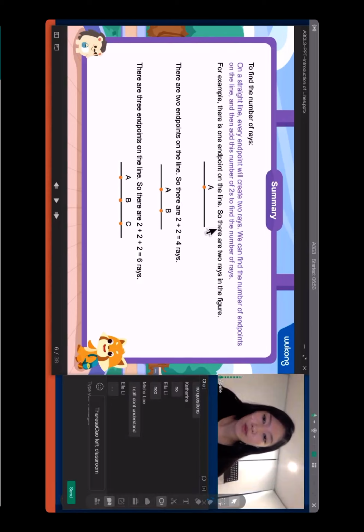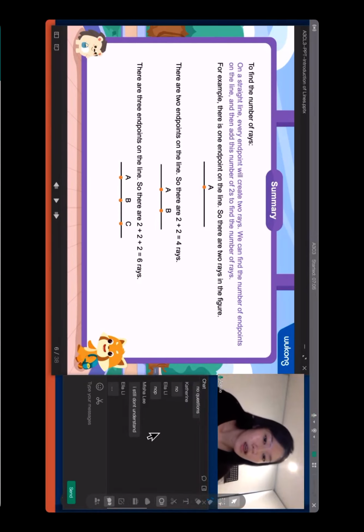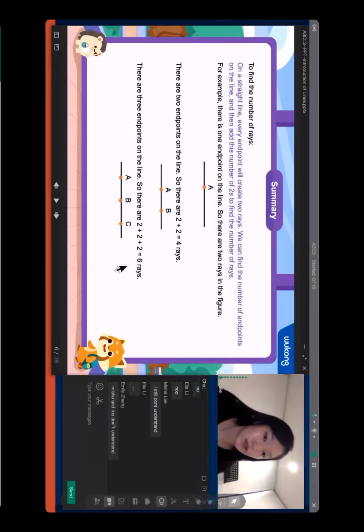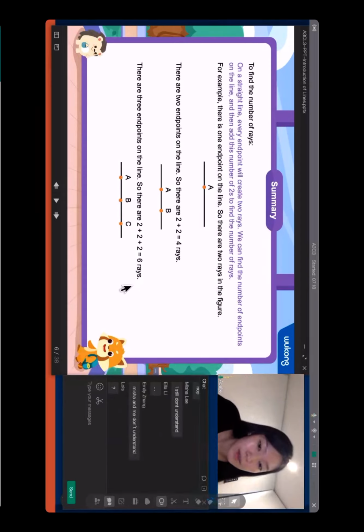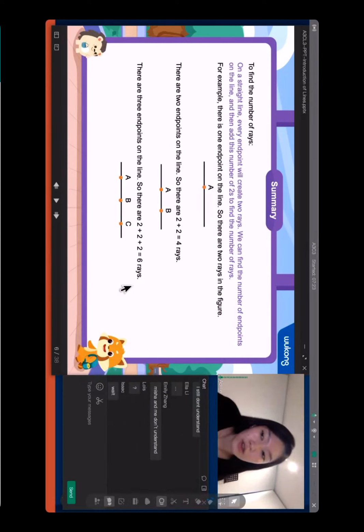So for example, if there's 1 endpoint in this line, we just have 2 rays in the figure. And if there are 2 endpoints on the line, we will have 2 plus 2, which equals 4 rays. And then if there are 3 endpoints on the line, we'll add 2 plus 2 plus 2, which gives us 6 rays. Okay, Misha and Emily, can you tell me which part you do not understand? Is it about the endpoint or adding the 2's?